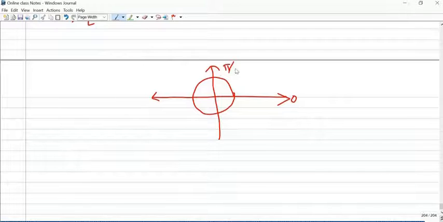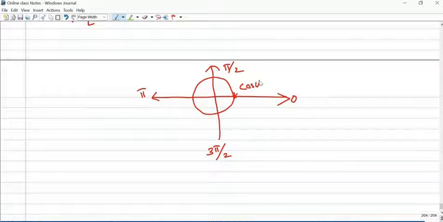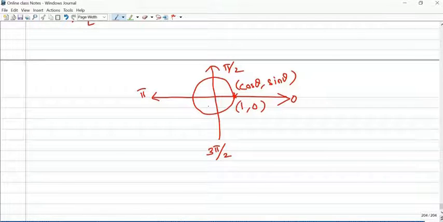This is pi by 2, pi, 3 pi by 2. So this particular axis x comma y represents cos theta comma sin theta. So cos 0 is 1, sin 0 is 0. So this point might be minus 1 comma 0. Correct? X axis. From this point I know this is positive, this is negative. So if this point is 1 comma 0, this point is minus 1 comma 0.